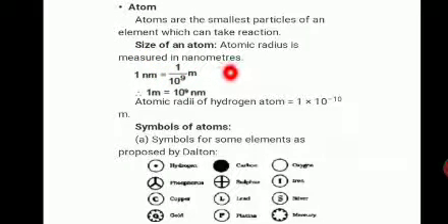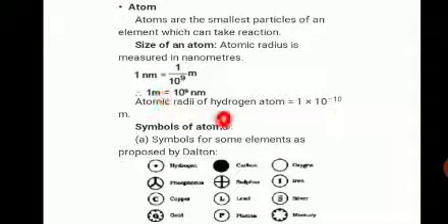It is measured in nanometer. All of you know that 1 nanometer is equal to 1 by 10 raised to 9 meter, or we can write 10 raised to minus 9 meter. Or 1 meter is equal to 10 raised to 9 nanometer. It is measured in nanometer and its symbol is nm.